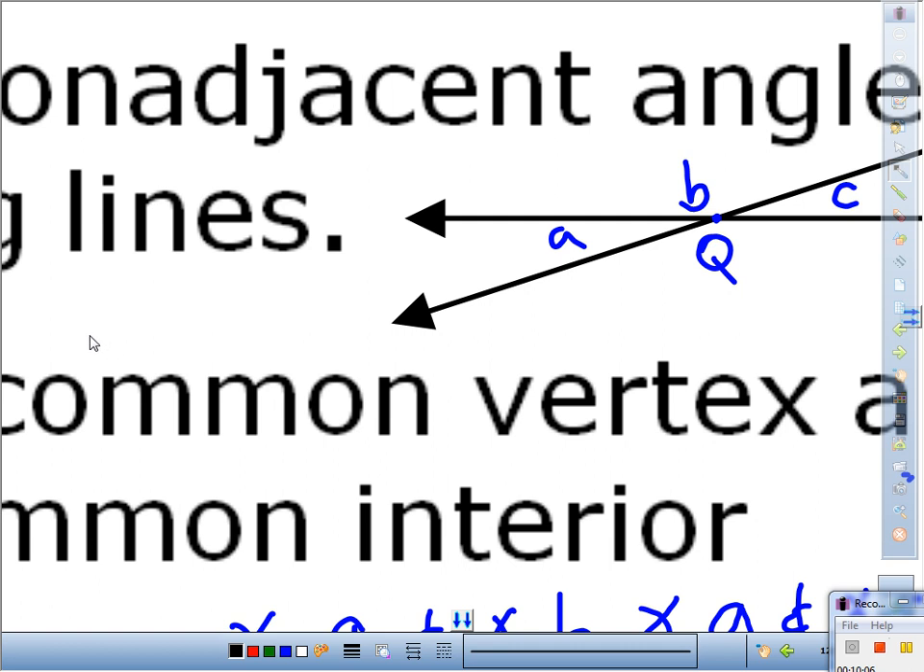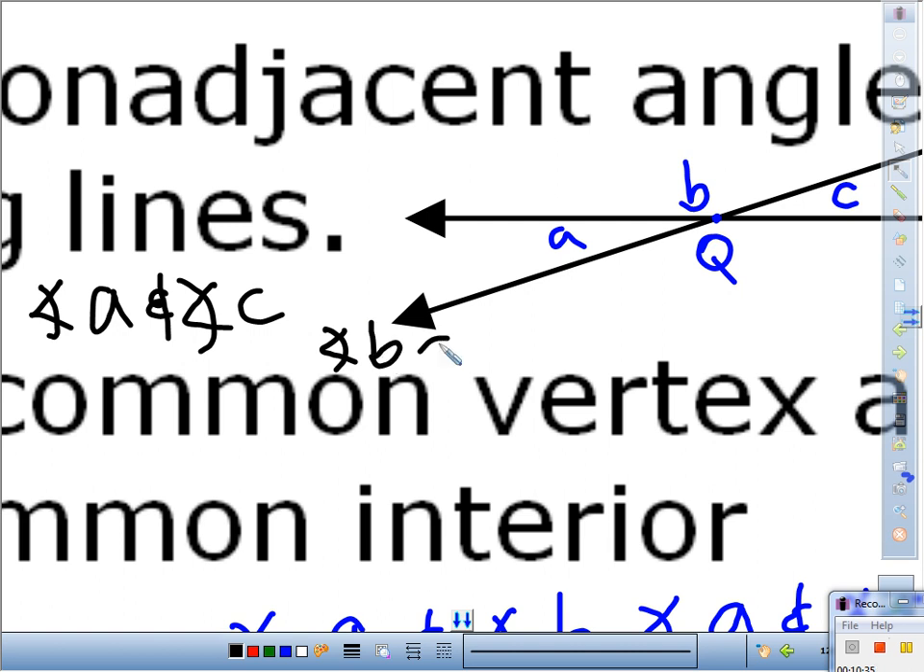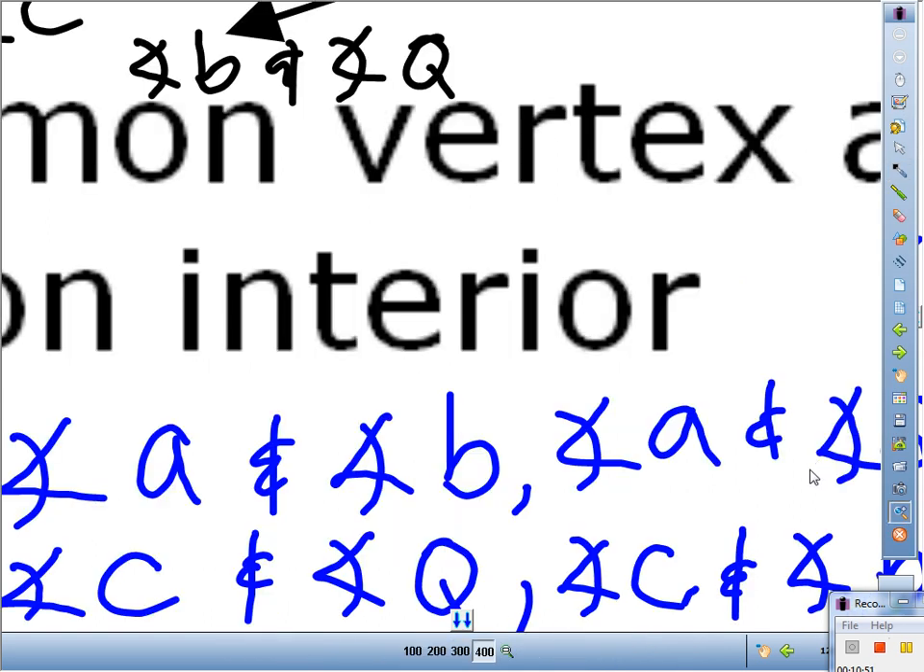Octavio. Angle A is vertical to angle C. Hands if you agree with that? Yes. Also, angle B is vertical to angle Q. Yes? Okay? Now, one thing, focus please, one thing to know about vertical angles is that they have another special property. So look up please, let me zoom in.